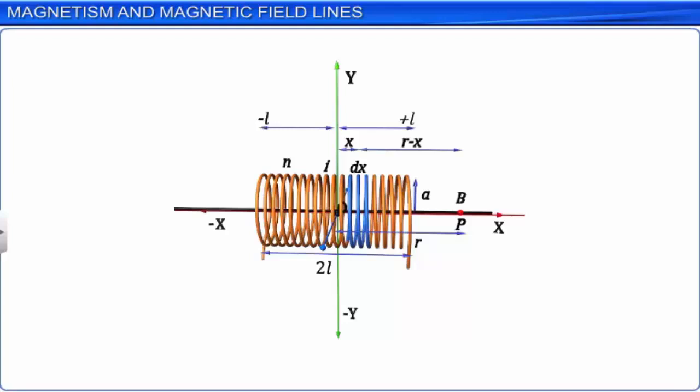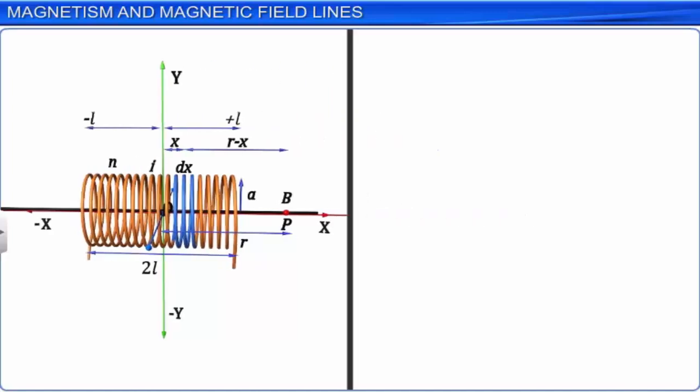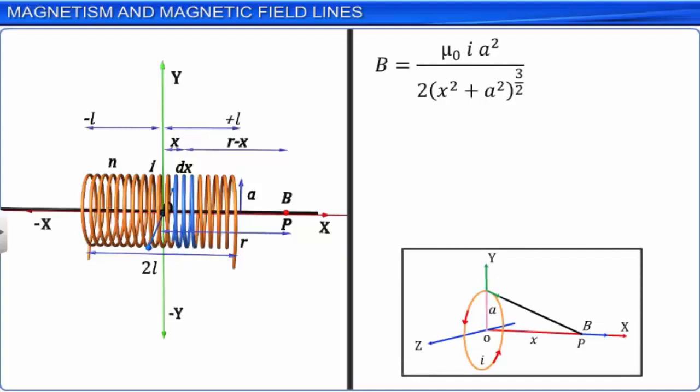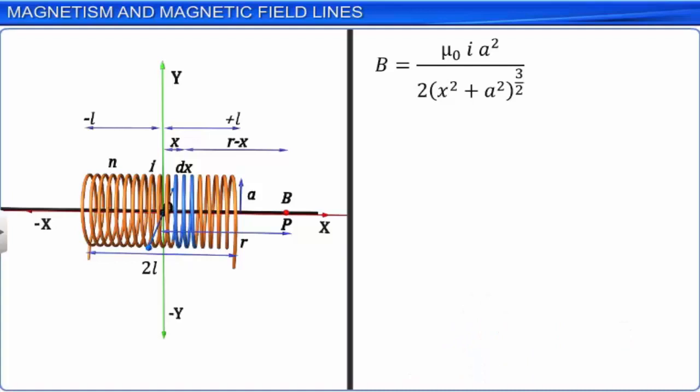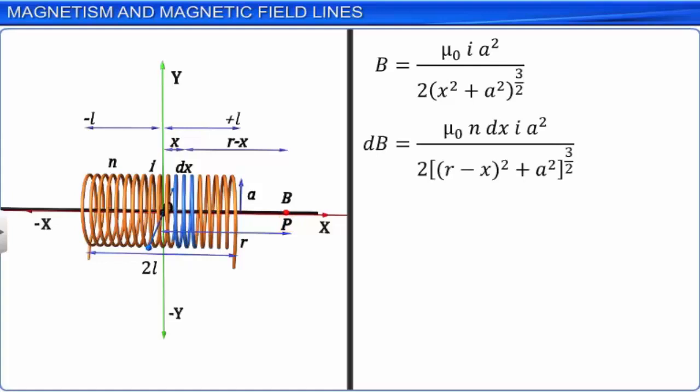We learnt earlier that the magnetic induction B on the axis of a current-carrying circular loop at a distance x from the center of the loop is equal to mu naught I a squared by 2 into (x squared plus a squared) whole power 3 by 2. Thus, the magnetic induction due to the current passing through the small element of the solenoid at the point P on the axial line, dB, is equal to mu naught n dx I a squared by 2 into ((r minus x) squared plus a squared) whole power 3 by 2.